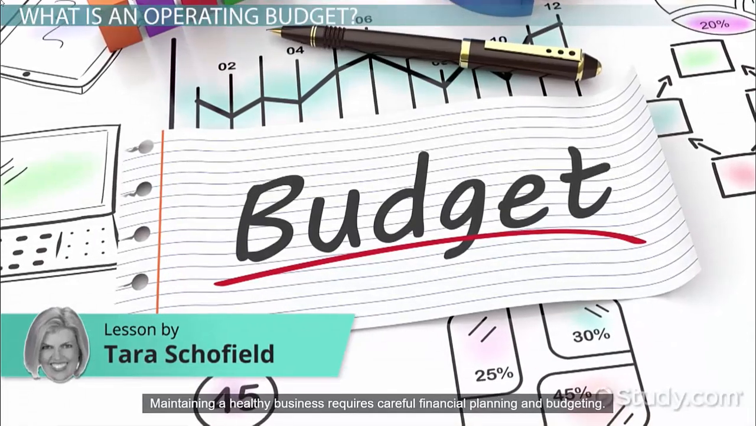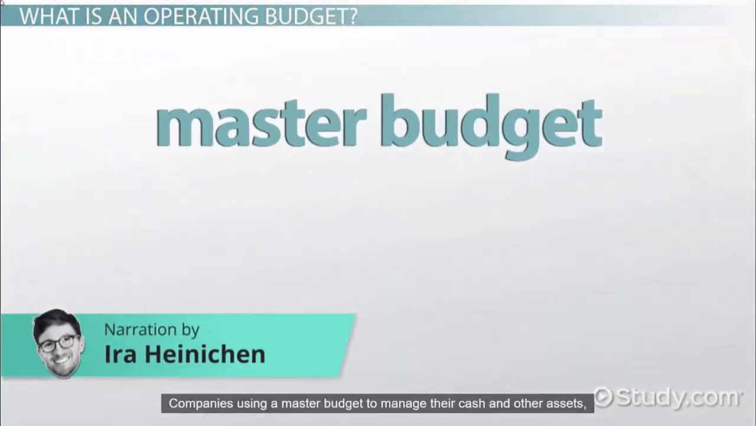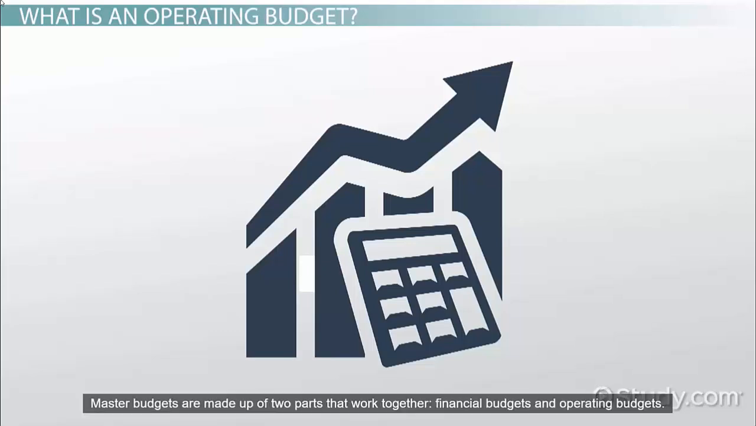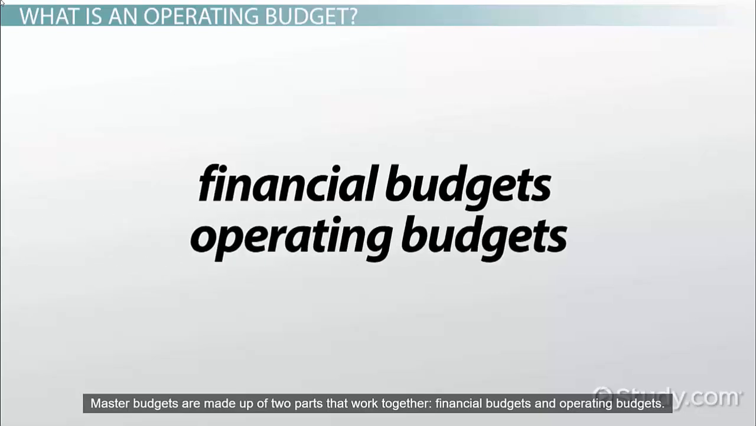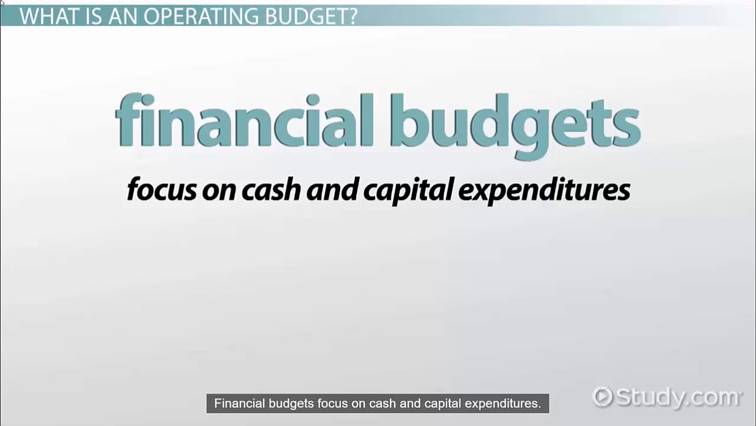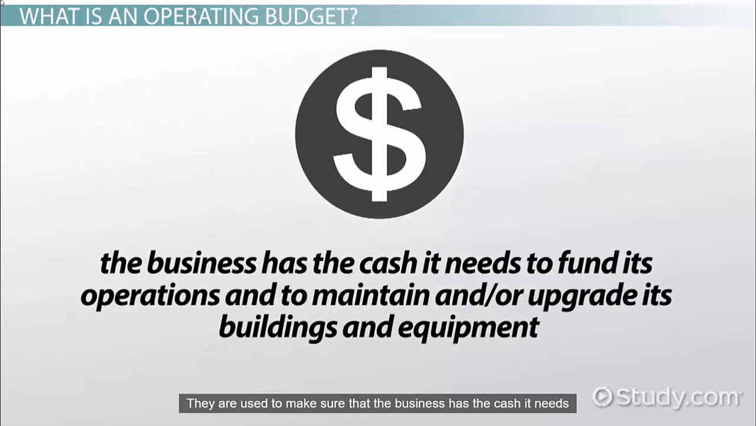Maintaining a healthy business requires careful financial planning and budgeting. Companies use a master budget to manage their cash and other assets and to estimate their future sales and expenses. Master budgets are made up of two parts that work together: financial budgets and operating budgets. Financial budgets focus on cash and capital expenditures. They are used to make sure that the business has the cash it needs to fund its operations and to maintain and/or upgrade its buildings and equipment.